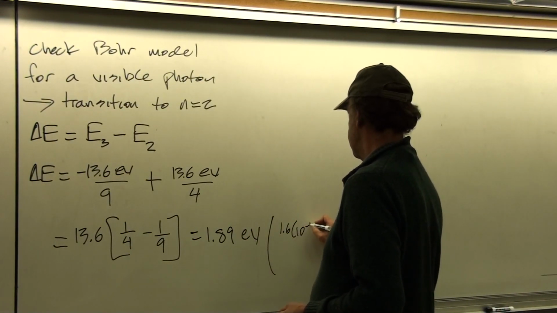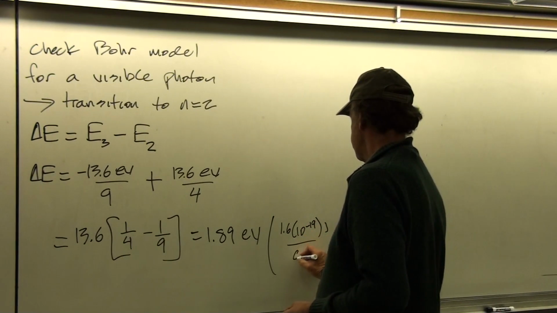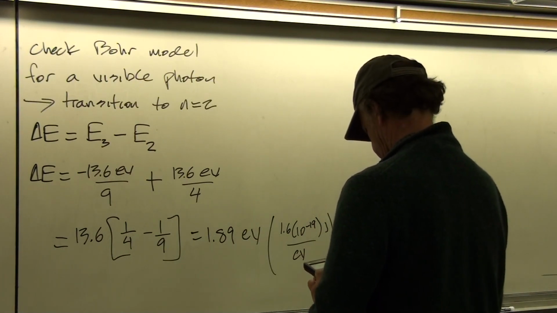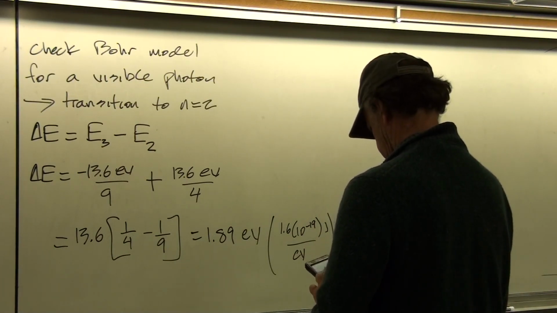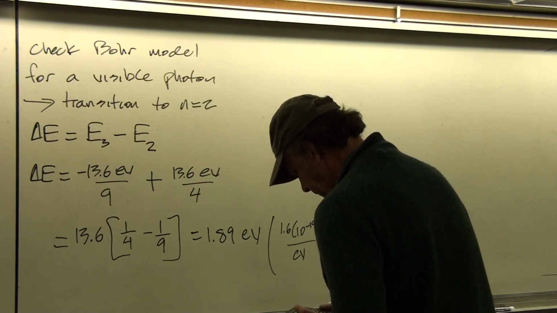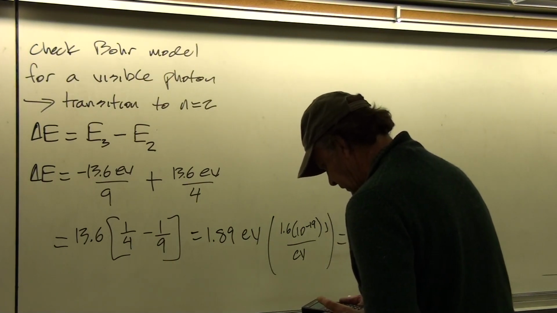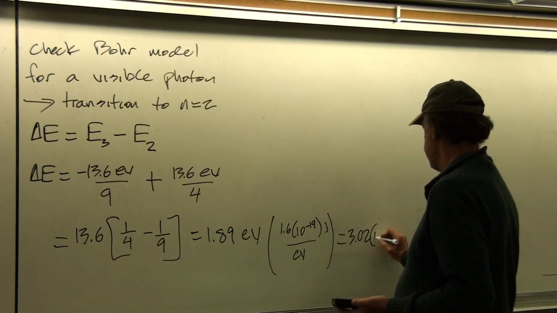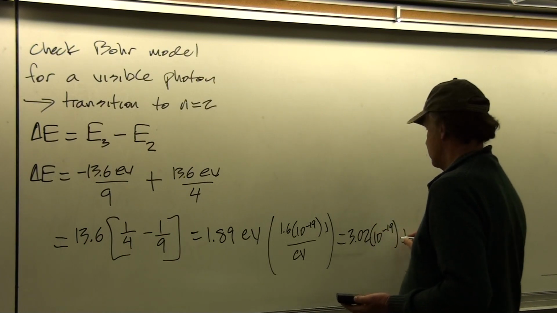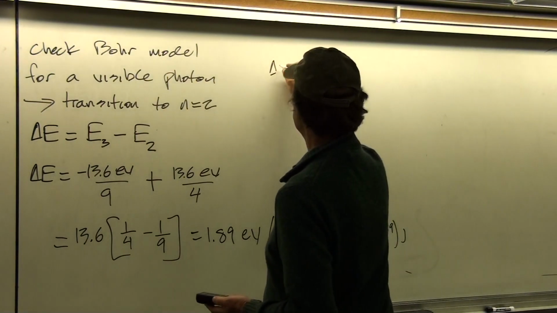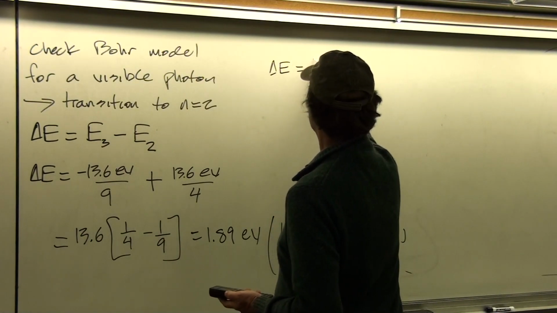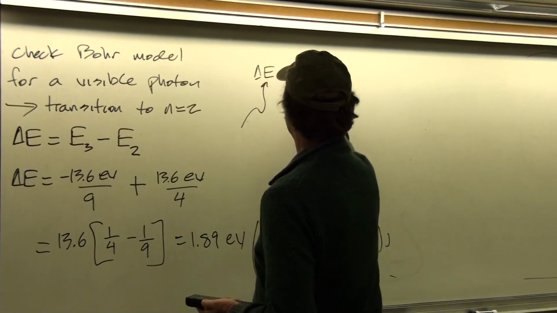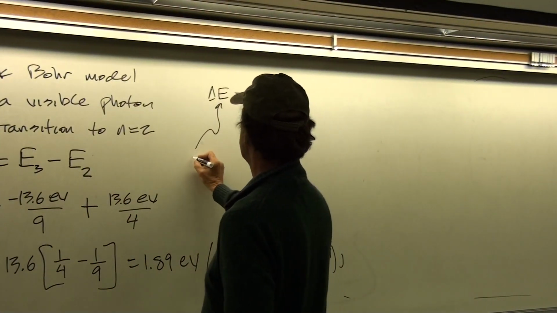So that's going to be 1.6 times 10 to the minus 19 joules per eV. So that'll give us 3.02 times 10 to the minus 19 joules. So let's set that delta E equal to hc over lambda, because this difference in energy must turn into the energy of a photon.